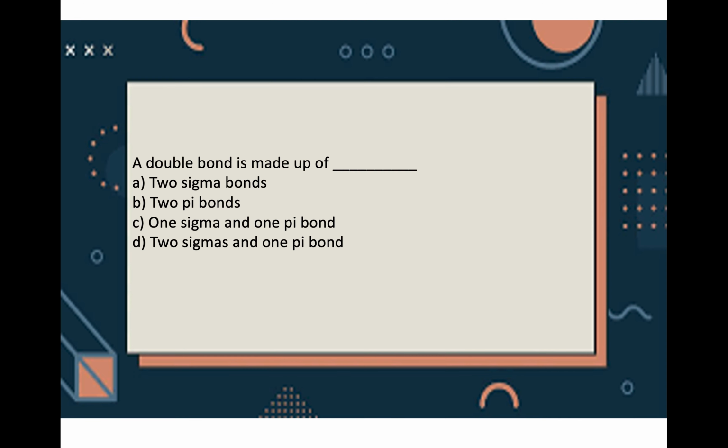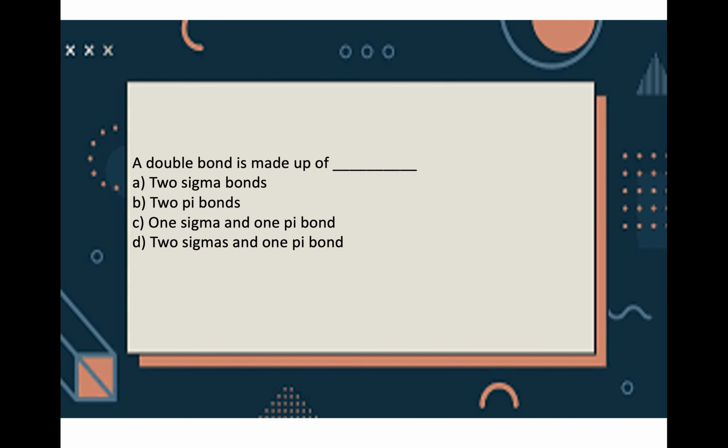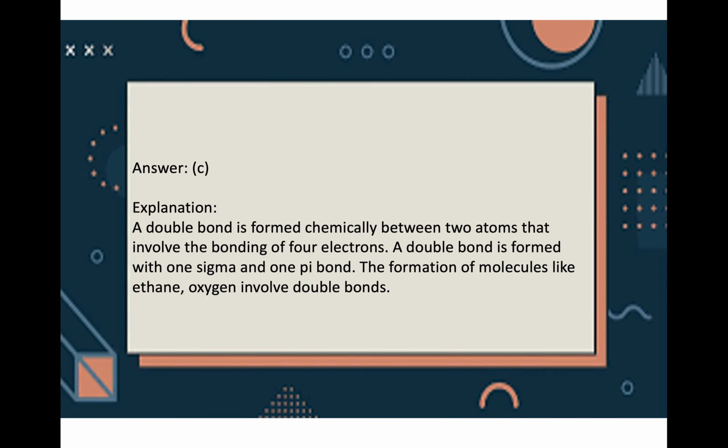Now a double bond is made up of 2 sigma bonds, 2 pi bonds, 1 sigma, 1 pi, or 2 sigmas and 1 pi. So the option is C, 1 sigma and 1 pi bond, because a double bond is formed between two atoms which involve the bonding of 4 electrons. So a double bond is formed with 1 sigma bond and 1 pi bond. Like in ethene and oxygen, they involve double bonds.